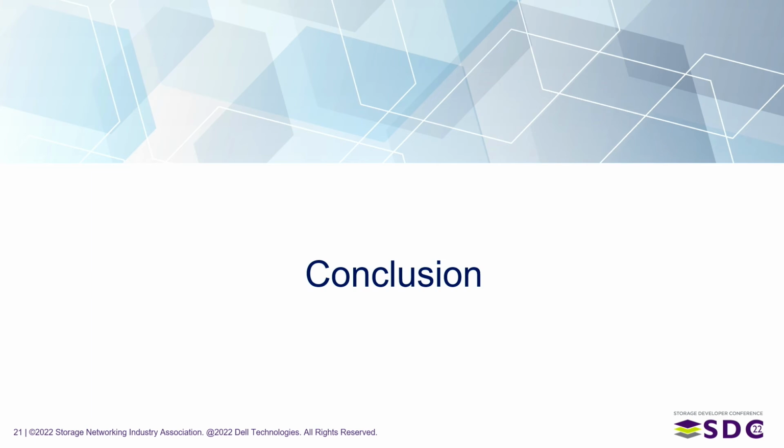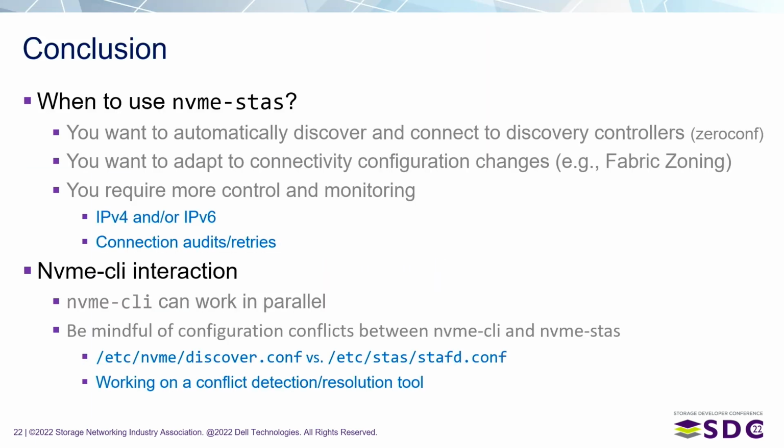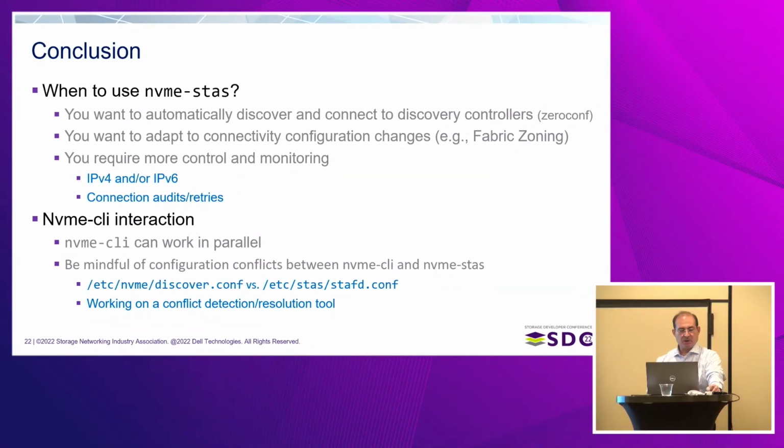Conclusion. When to use this? Again, as I said, nvme-stas is an open source implementation of TP8009 and TP8010 for Linux. It enables automatic discovery and connection to discovery controllers, and allows you to adapt to connectivity configuration changes as a result of changes in fabric zoning configuration.